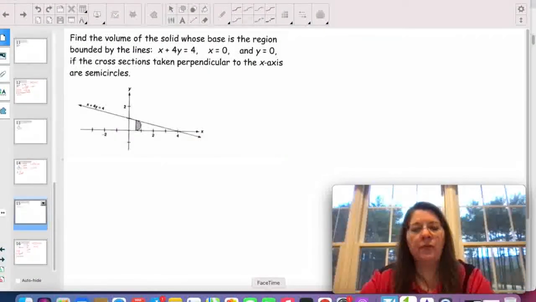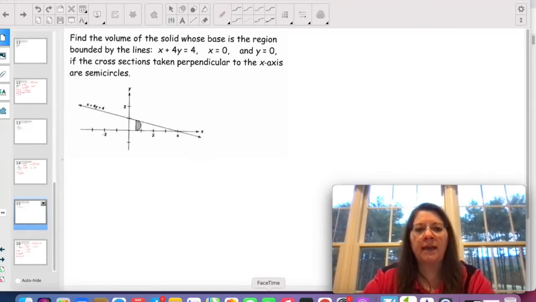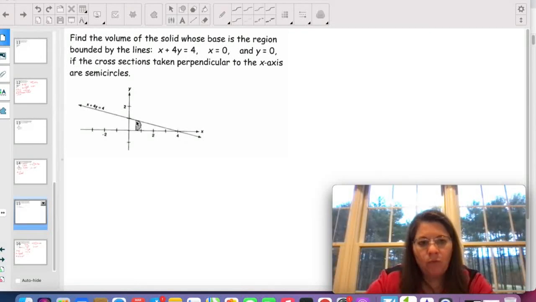So here's the last one. It says find the volume of the solid whose base is the region bound by the lines x plus 4y equals 4, x equals 0, and y equals 0. If the cross sections taken perpendicular to the x-axis are semicircles. So we know that we've got semicircles drawn in here. The diameter of the semicircle is this equation, x plus 4y equals 4.